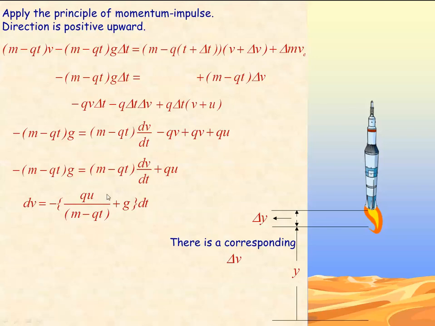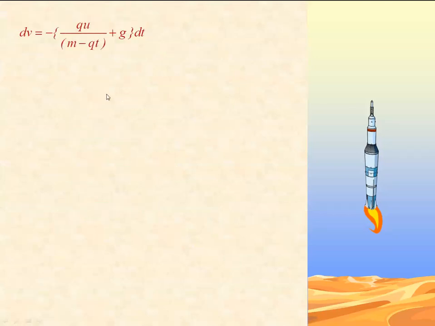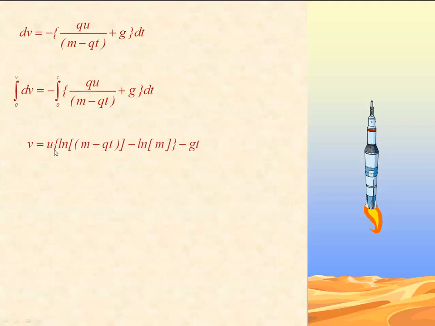And so we're actually integrating this problem right here. So the v, that's a repeat of what we just had there, and if you look at the v, integrate from 0 to v and 0 to t on time, you get that expression right there, and when you integrate that out, you'll get the u times the log of m minus qt minus the log of m minus gt, and technically that becomes u log of m minus qt over m, then minus gt, okay? So this is an equation showing you the velocity as a function of time.